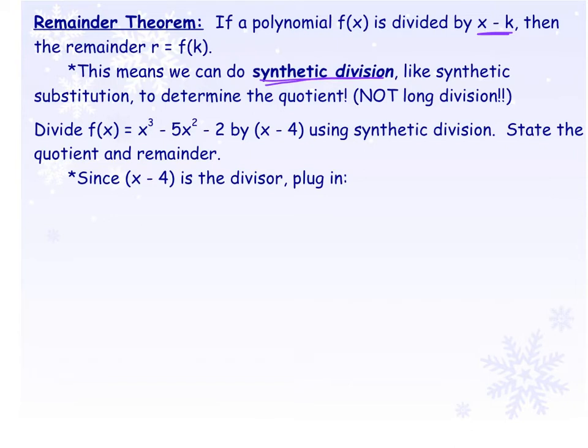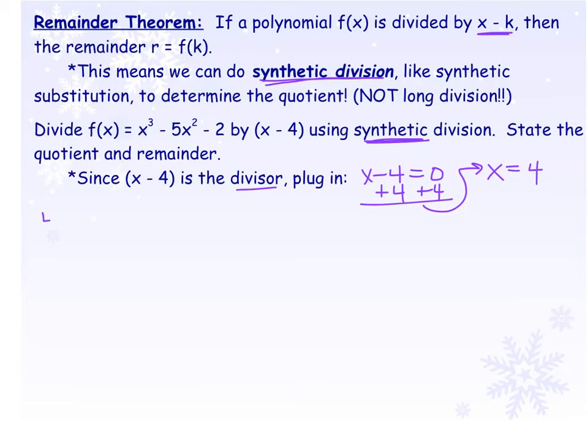Divide f of x equals x cubed minus 5x squared minus 2 by x minus 4. But instead of long division, we're going to try synthetic division. And then we're asked to state the quotient and remainder. Now since x minus 4 is the divisor, we're going to figure out what value of x to plug in to synthetic division. If we set x minus 4 equal to 0, we would actually plug in positive 4. So when we think about that number that goes in the corner, we're going to plug in whatever the x-intercept or solution to the divisor would be.